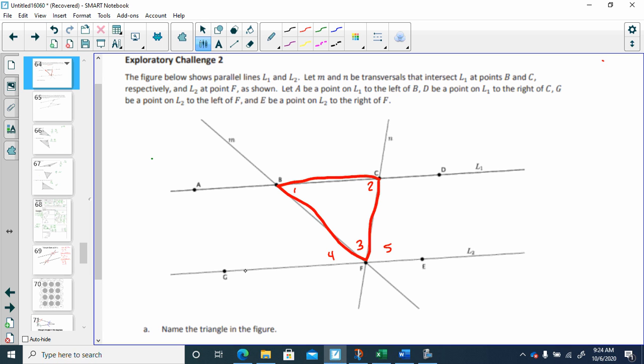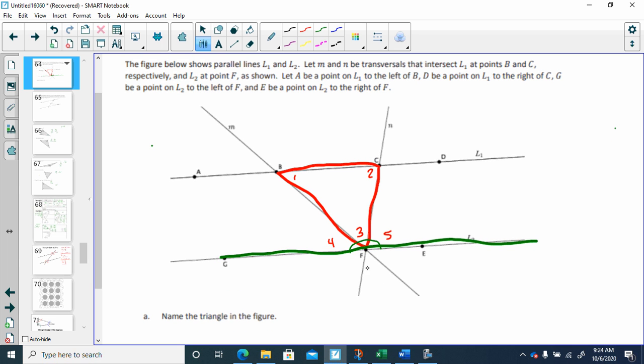I know because this is a straight line here that what I'm looking at right here is a straight angle. If it's a straight angle, it would add up to 180. A straight angle is 180 degrees. Okay? So what I know right now is that angle 4 plus angle 3 plus angle 5 equals 180 degrees. Why? Because this is a straight angle, okay?